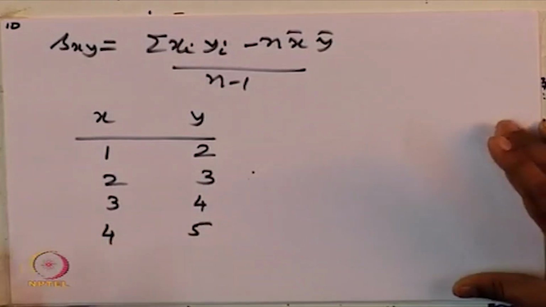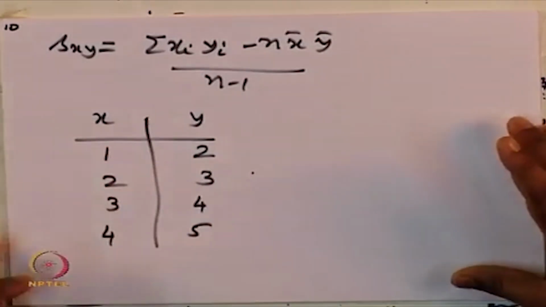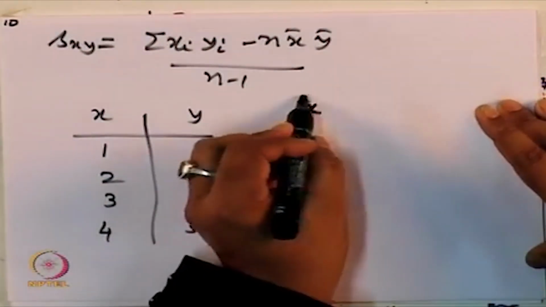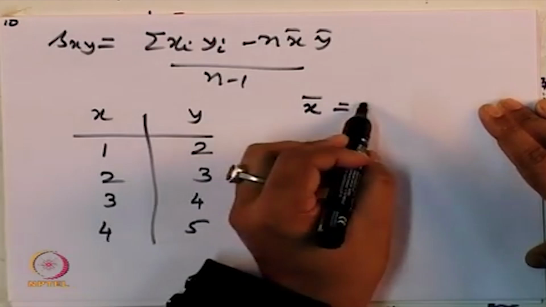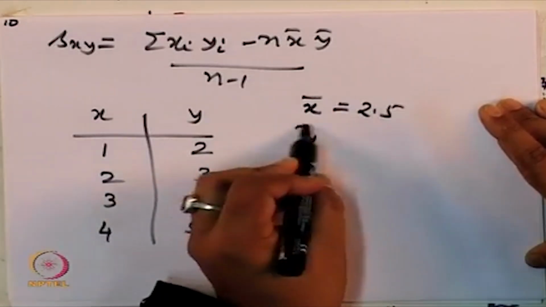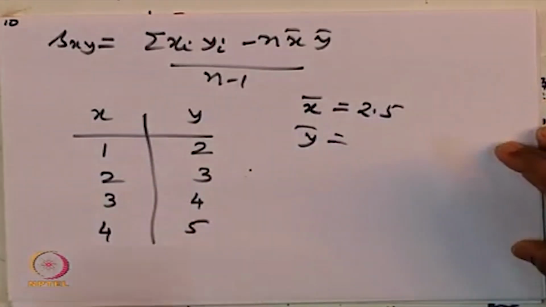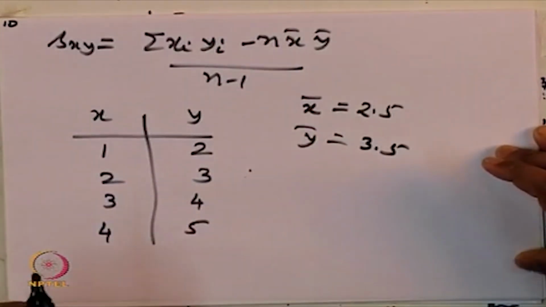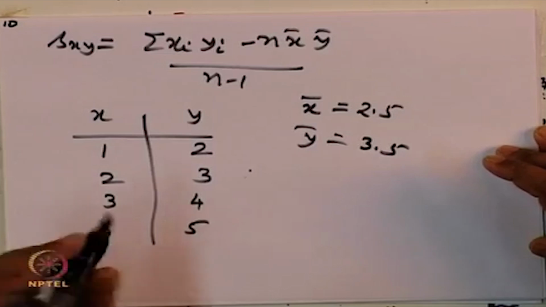Okay. Let us assume that I have the following four values of x, and so I can calculate the value of x bar. x bar is equal to 2.5, y bar is equal to 3.5.